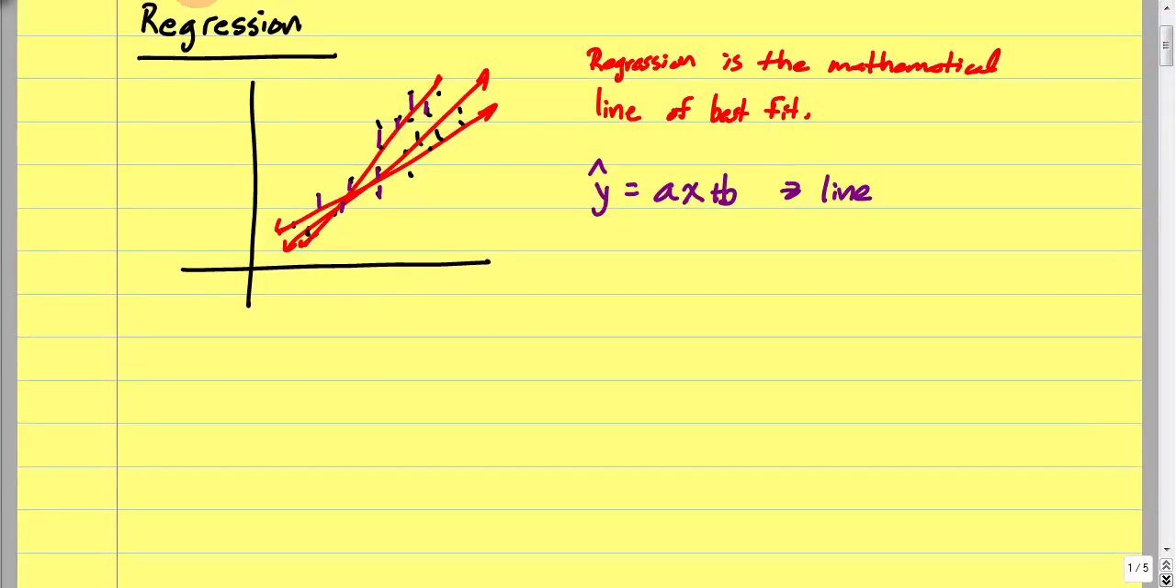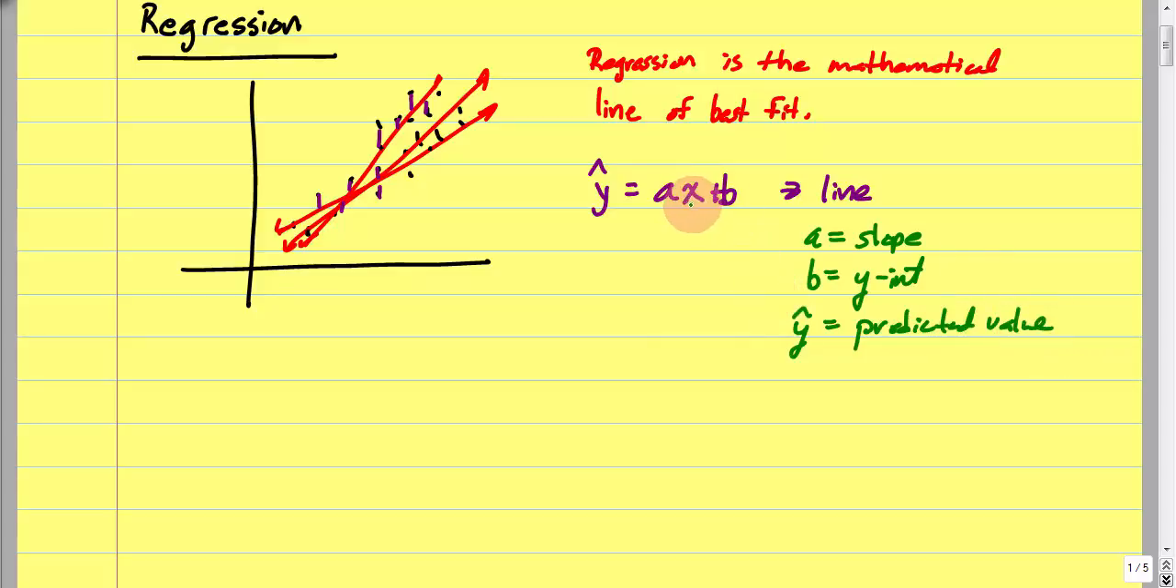Now, if you remember your rules from algebra, in this particular case, a would equal the slope of the line, and our value of b here would be the y-intercept, where it crosses the y-axis. Now, y hat is my predicted value, and it's an estimate based on a sample. And what we can do with our line of best fit then is, if we're given a value of x, then we can predict our value of y based on this line.